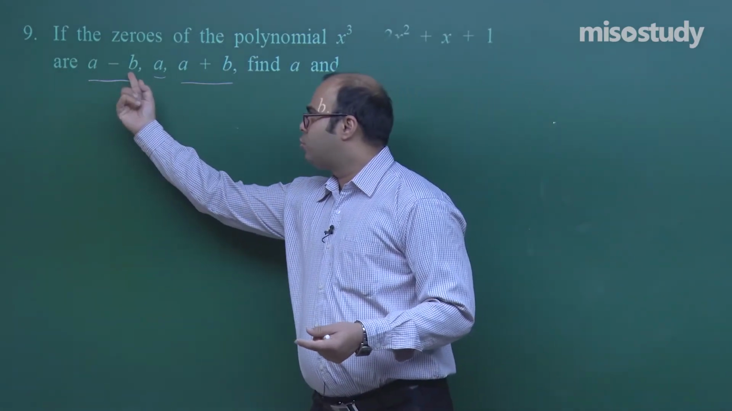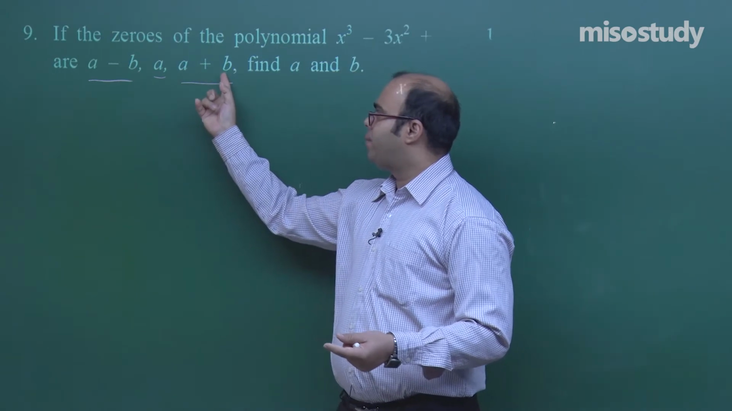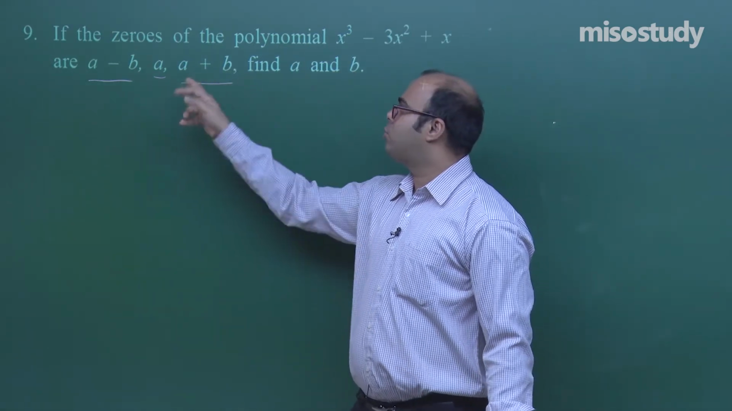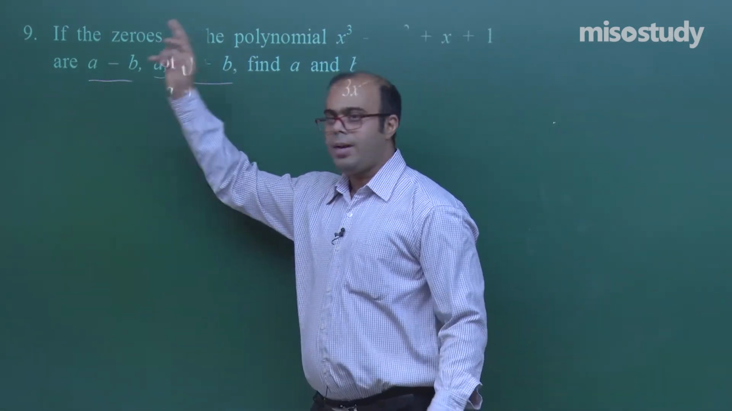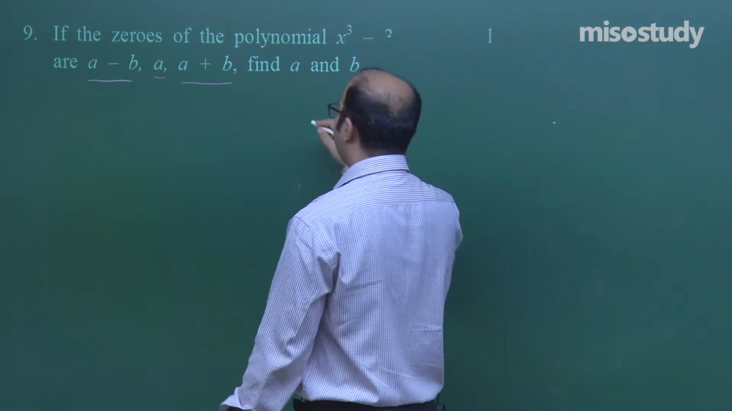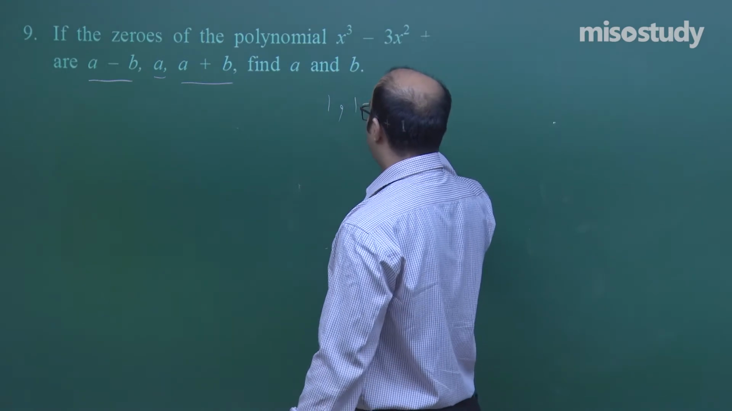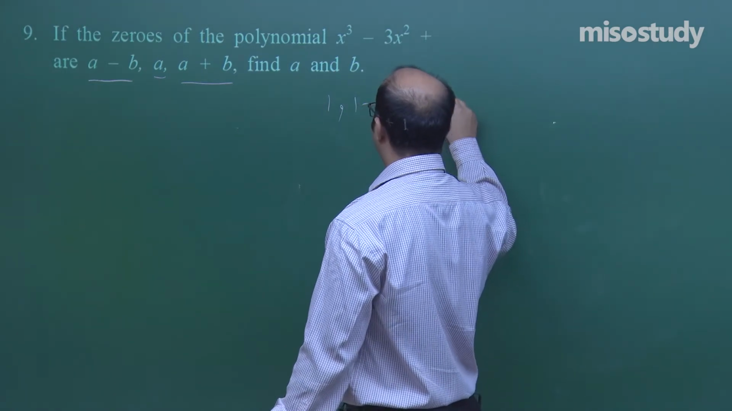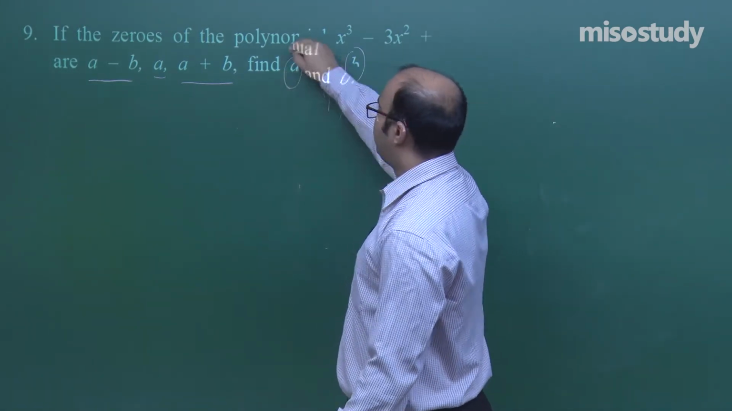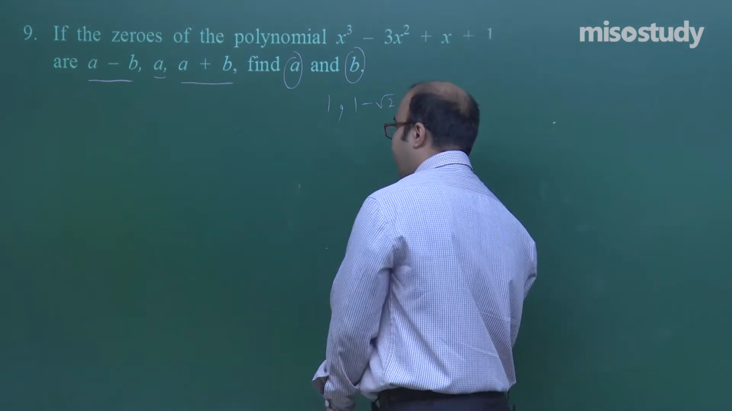If you take b as root 2, this will be a minus root 2, this will be a plus root 2. And if you take minus root 2, this will be a minus root 2, this will be a plus root 2. In any case, we are getting the zeros as 1, that is value of a, 1 minus root 2 and 1 plus root 2. So value of b is plus minus root 2 and value of a is 1. This is what we are getting here.